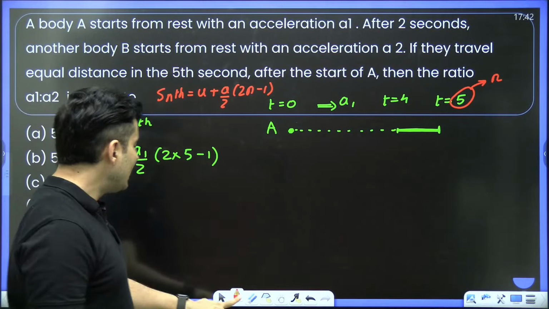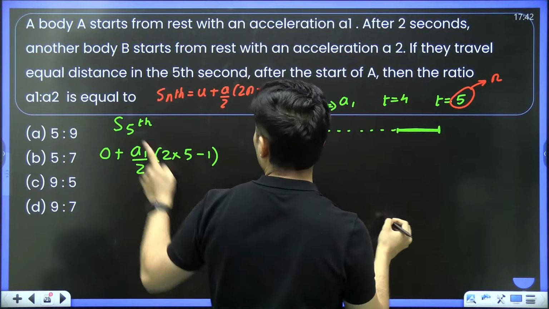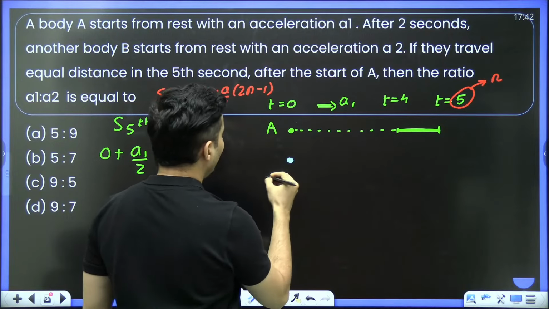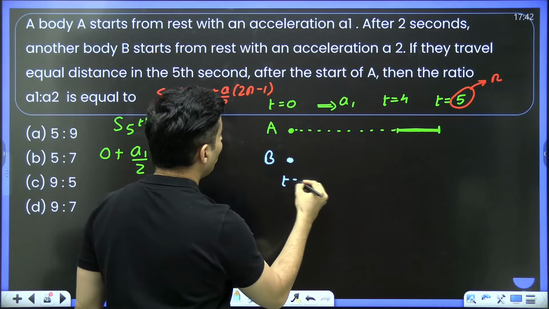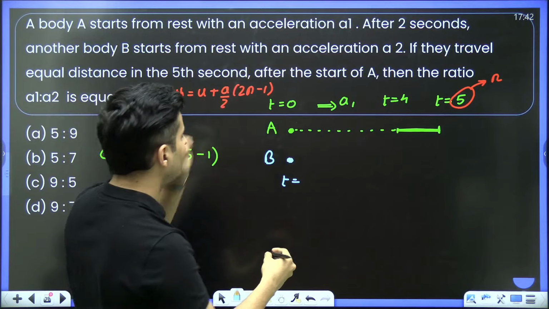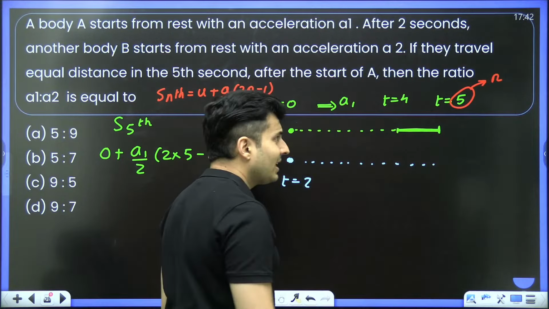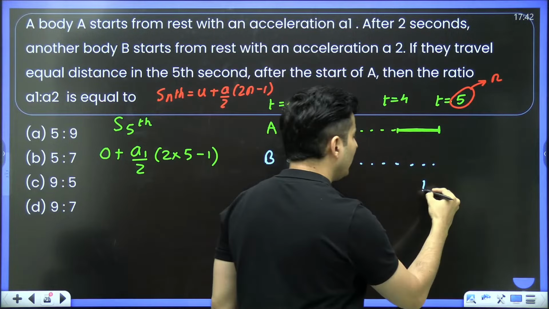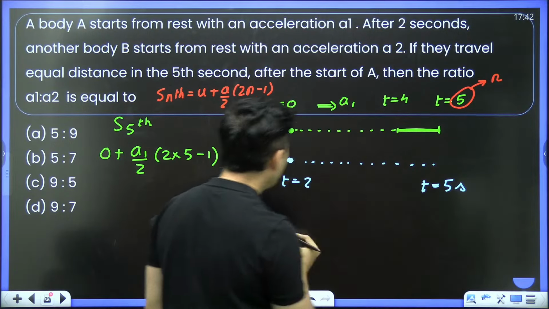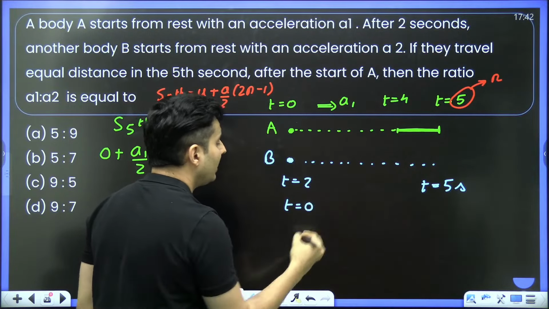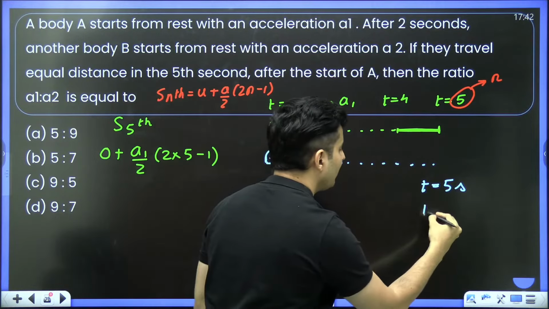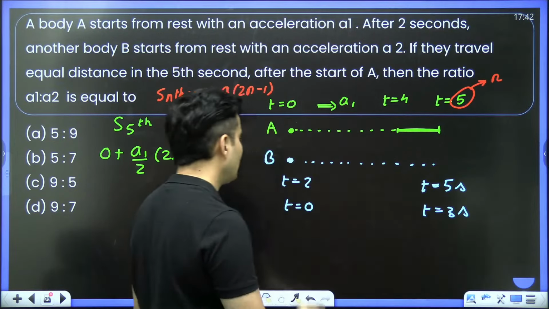Very good. Now let's look at the other body, body number B. Body number B starts only after 2 seconds. This is t is equal to 2. So when it is 5 seconds for this, although the time is 5 seconds, technically if I start it at 0, here the time will be 3 seconds.